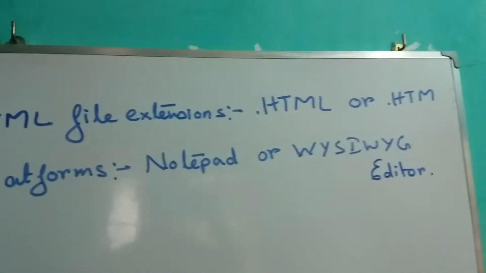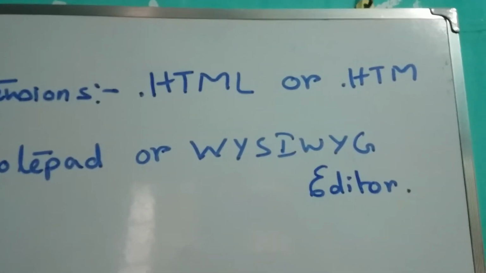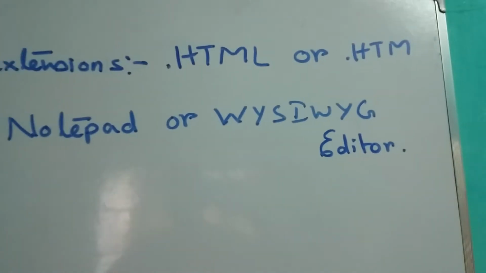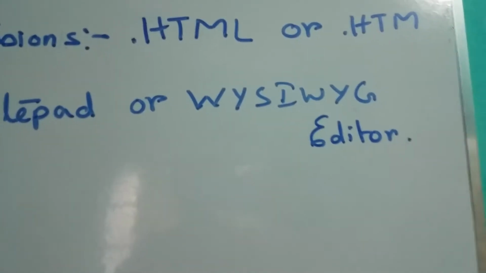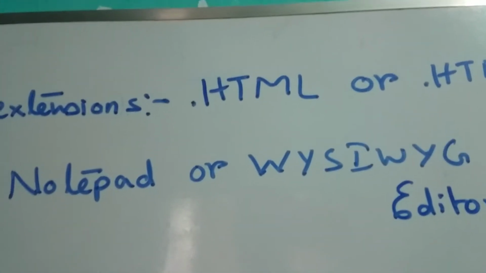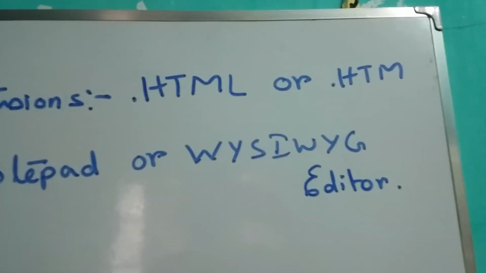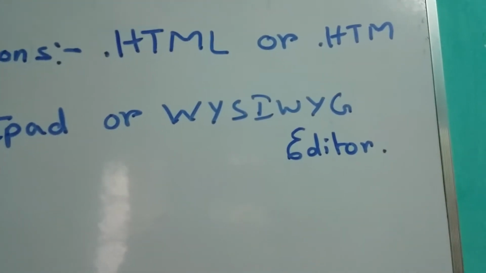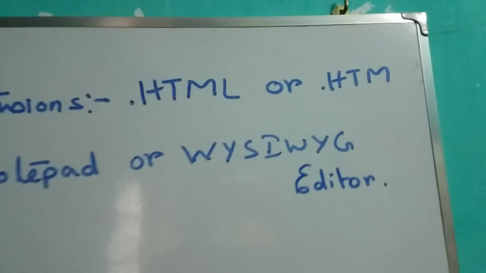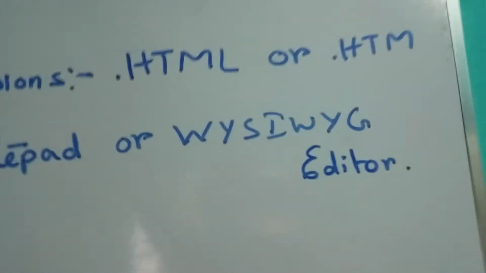To start with, as we all know, each and every file on a computer has an extension. Like a Word file has an extension of .doc, an Excel file has .xls, a PowerPoint presentation file has .ppt. And an HTML file extension is either .html or .htm. A browser will understand whatever is written in a .html or .htm file as an HTML file.